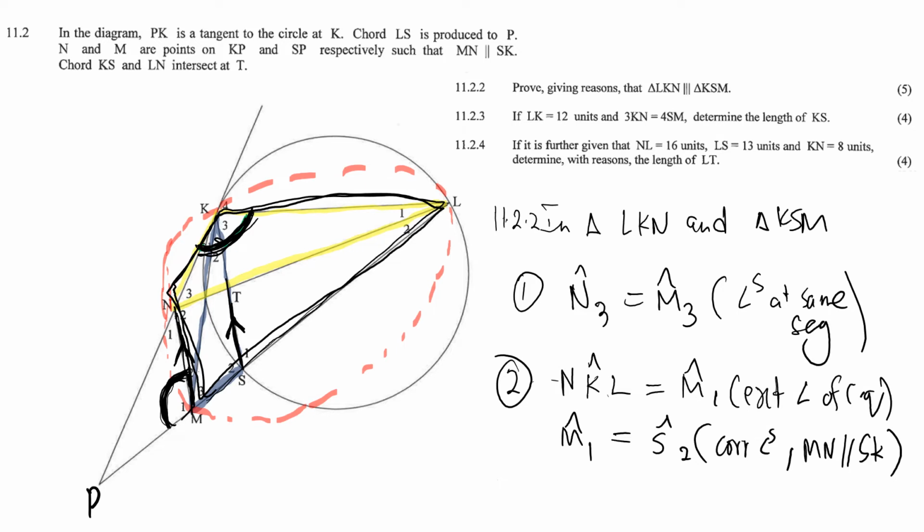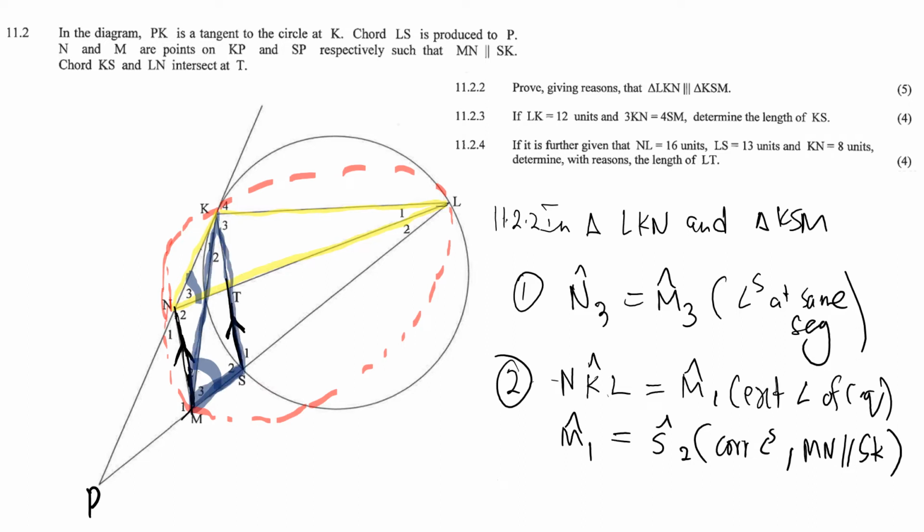After getting your two angles that are equal, remember you have proven that angle N3 is equal to angle M3, between the two triangles. Let me show you, because our diagram is now quite complicated. These are the yellow and blue triangles that we needed to prove similar.